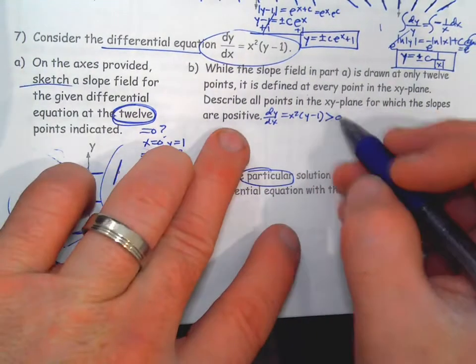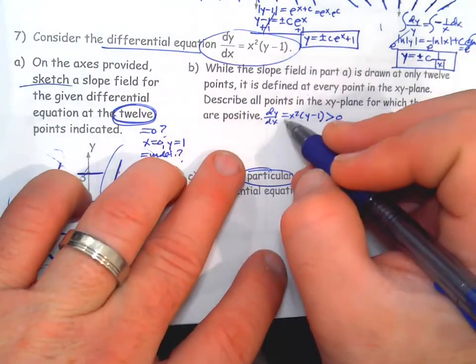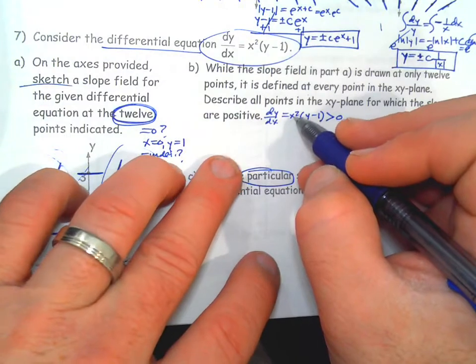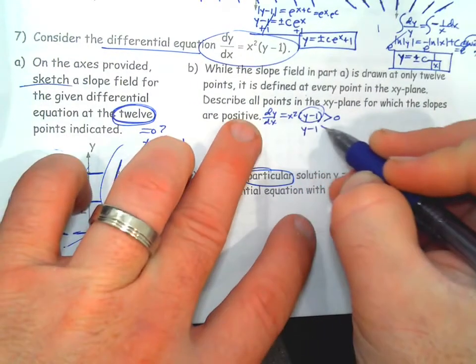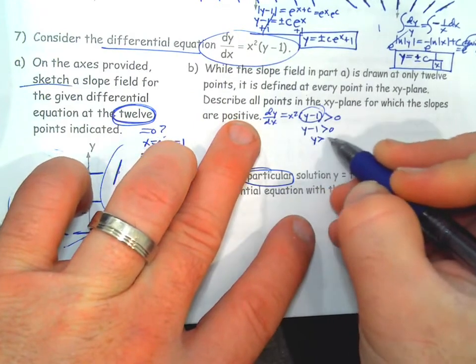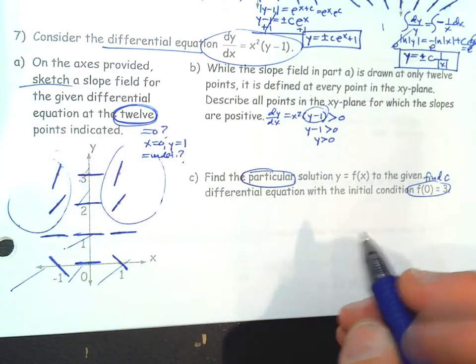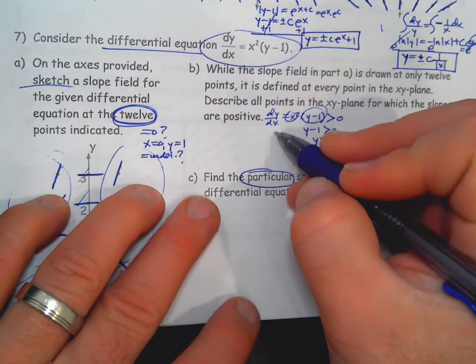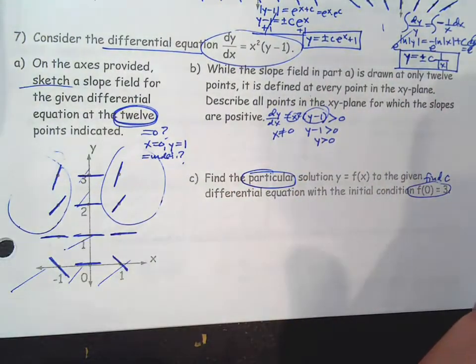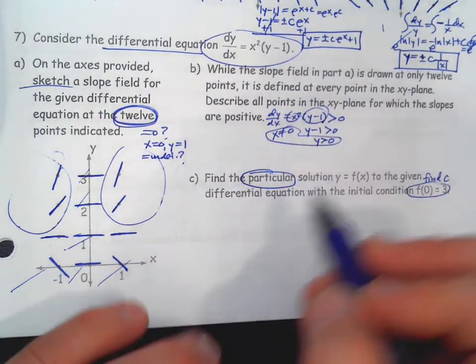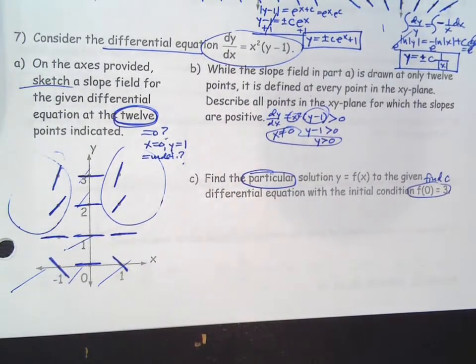Well, when's this going to be positive? Well, it doesn't really matter what x is. X is positive or negative is going to come out positive. So it's really depending on this. Y minus 1 has to be positive, which means y has to be greater than 1. There is one restriction on x. X cannot equal 0 because if it does, then you don't have a positive slope. So these are the two restrictions that have to both be true to get a positive slope.